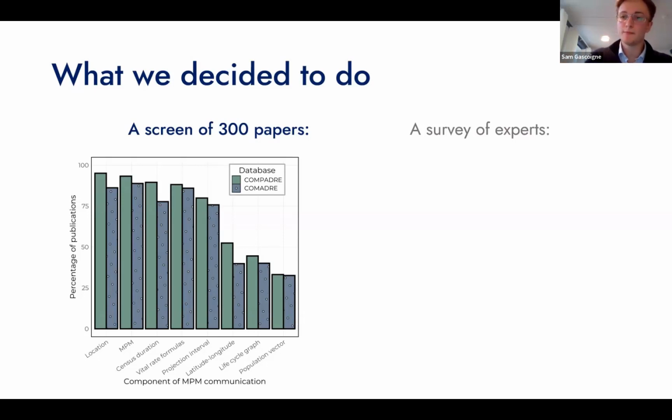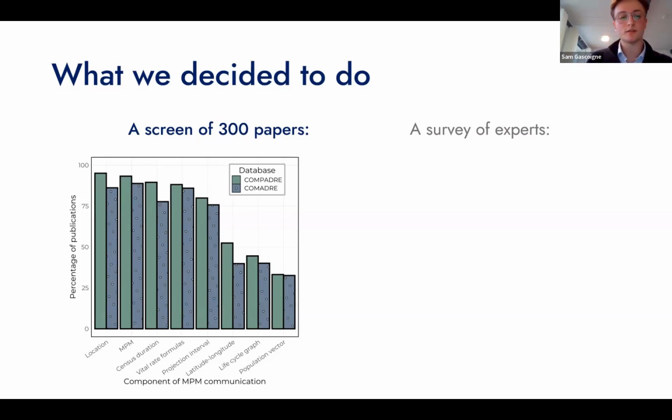So whilst all of the papers that were reviewed had been data collected and screened, that's not necessarily meaning that they were all easy to digitize. Across these 300 papers, across the two databases, we found that some aspects of MPM communication are well described, like the location, which would be the city or the country.